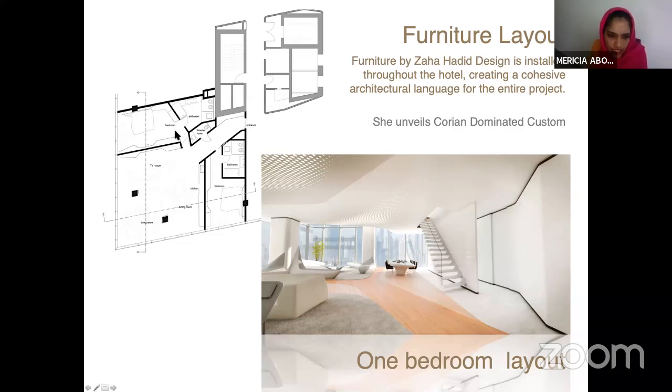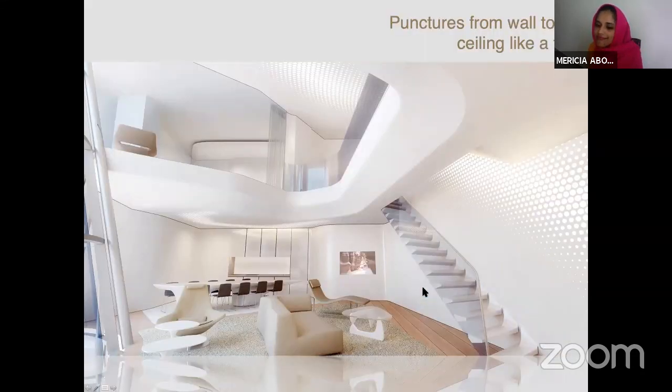Again, a small layout of the bedroom. Okay, now going to the next one. More clearer image. See, the puncture starts from the wall, going all the way as you travel the steps, and then it goes to the ceiling. Nice. From the wall to the ceiling. So you feel this is traveling along with you. And look at the balustrade and the glass. This is the top rail, yeah? See, it's so sleek, very sleek design.